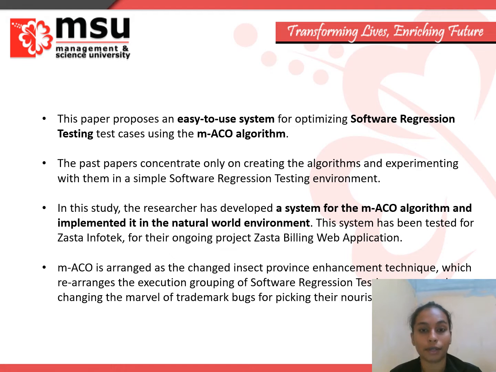The past papers concentrate only on creating the algorithms and experimenting with them in a simple software regression testing environment. In this study, the researcher has developed a system for the m-ACO algorithm and implemented it in a real-world environment. This system has been tested for Zata Infotech for their ongoing project called Zata Building Web Application. m-ACO is arranged as a change-in-set provenance enhancement technique, which rearranges the execution order of software regression testing by changing the behavior of natural ants in picking their food.